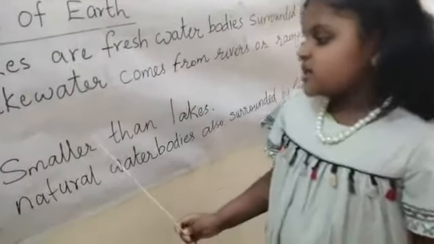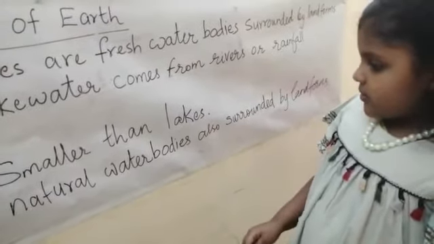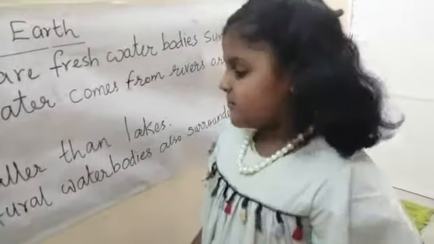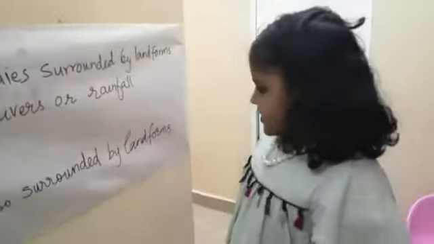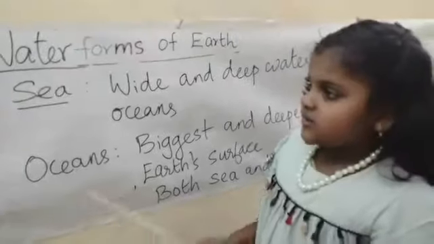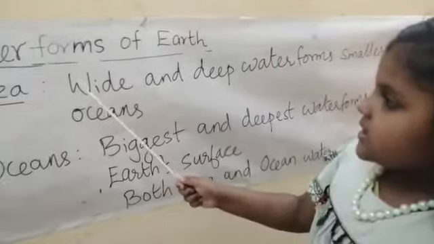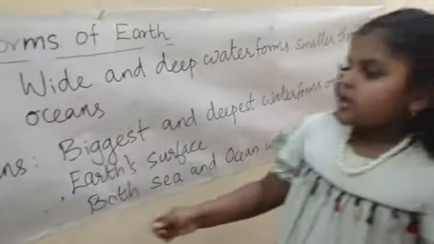Let us see the next waterform. Pond. What are ponds? Ponds are smaller than lakes. Pond water is also a natural water body, and it is also surrounded by landforms. The next waterform is the sea. Sea is a wide and deep water form but smaller than the oceans.